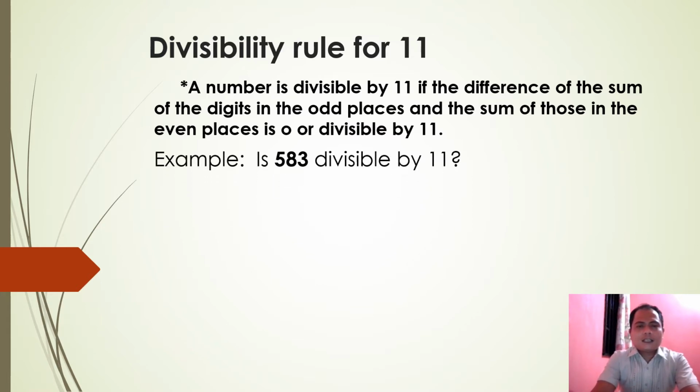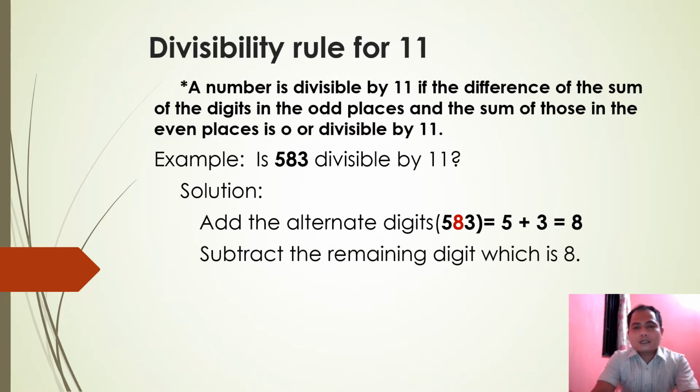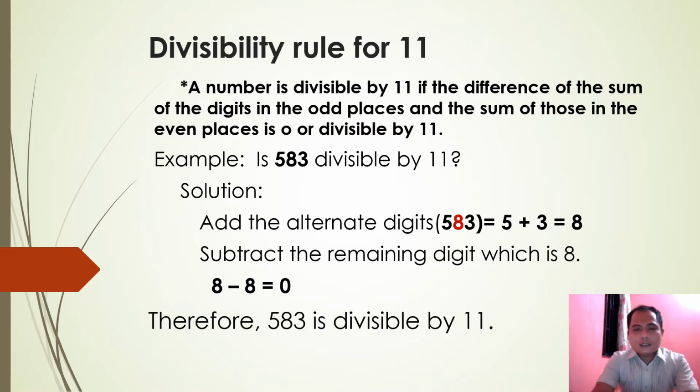Okay? Let's try an example para maintindihan natin. Is 583 divisible by 11? So the solution, we add the alternate digits which are 5 and 3. So, hindi yung magkakatabi, no? Yung salitan nila. So, yung 5, ang susunod doon is yung 3. So, 5 plus 3 is equals to 8. Then, we will subtract the remaining digit, which is also 8. So, 8 minus 8 is 0. Therefore, 583 is divisible by 11.